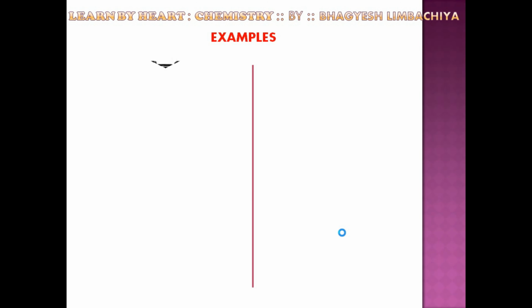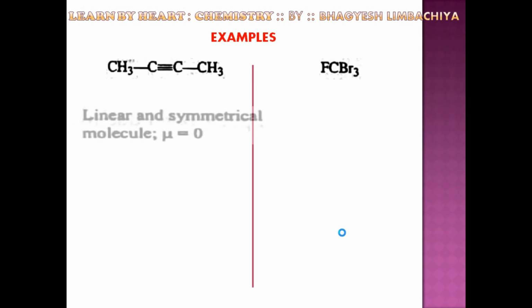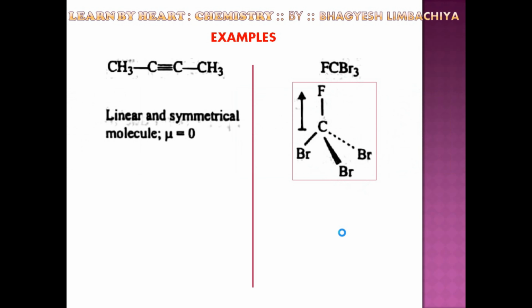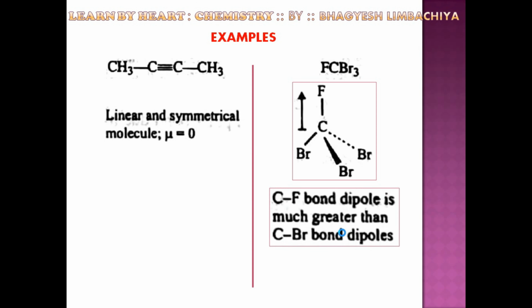Next, this one is but-2-yne and another is CFBr3. Here in but-2-yne, linear and symmetrical arrangement is there, so that mu will be 0. And here fluorine is more electronegative than carbon as well as bromine. That's why overall dipole moment will be upward. So mu will not be 0.